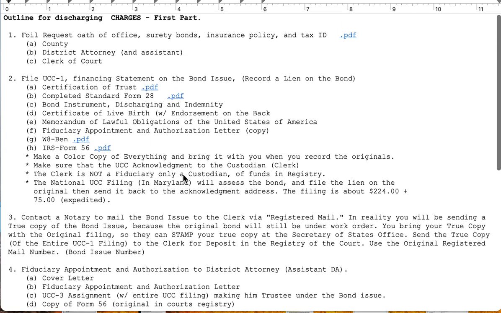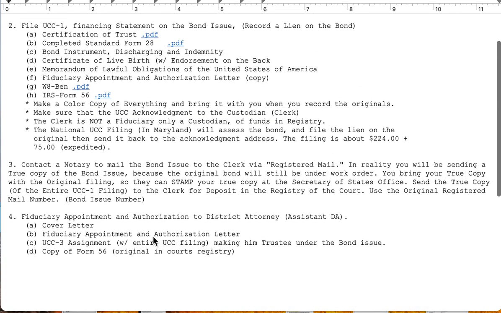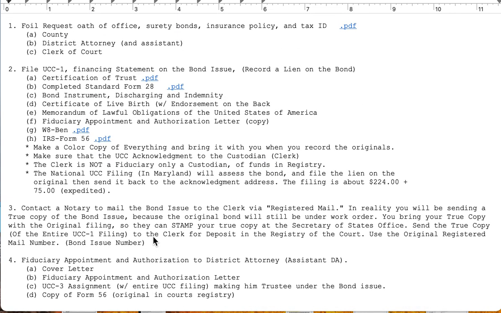And again, once all of that's executed, you put it on deposit with the clerk. And then once we know that they have it, then we have to assign via the UCC3, and an assignment, fiduciary appointment and authorization, Form 56, to the district attorney, giving him the property and requiring him to do the discharge in full acquittance. So that's kind of where we're at with it right now. Man, this was longer than I thought. I don't know if I covered it adequately.